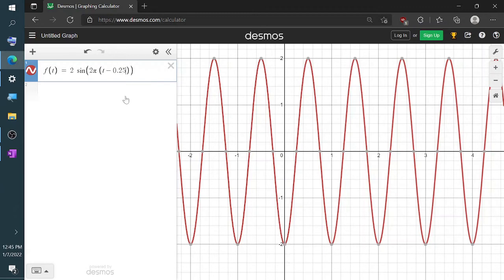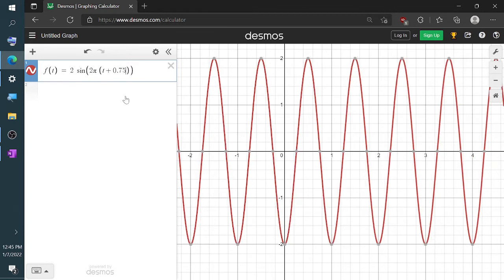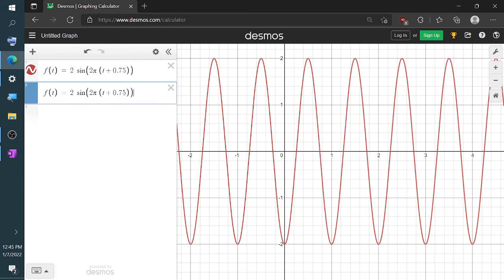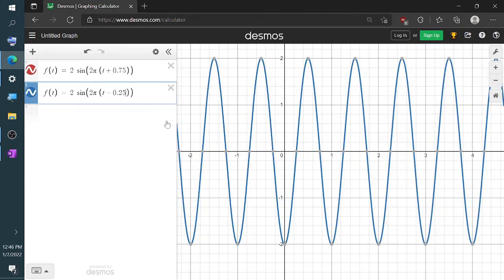Let's also check that the other possible answer of plus 0.75 will work, and sure enough it does. And as a matter of fact, you get exactly the same graph. Whether you put in plus 0.75 or negative 0.25, the exact same wave pattern is achieved. Because of this repetitive nature of sine, different horizontal shifts can have the same effect.